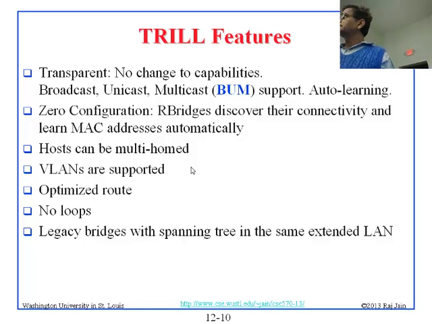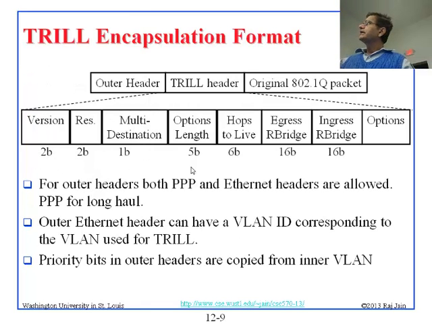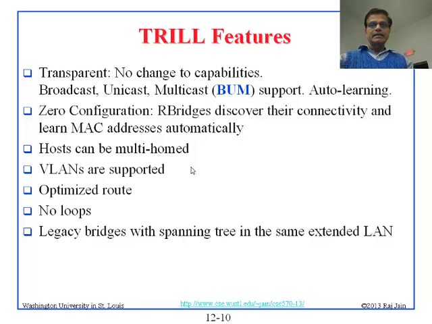The old bridges could be using spanning tree and everything else. They would not even look at the TRILL header, only at the destination address. That's the thing: they will look at the outer header only. The destination address is there, and they use that. VLAN ID, the priority, and all the MAC addresses are all here in the outer header. Okay?